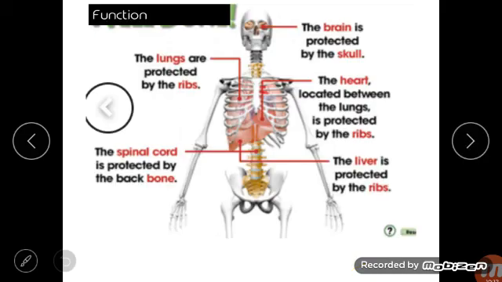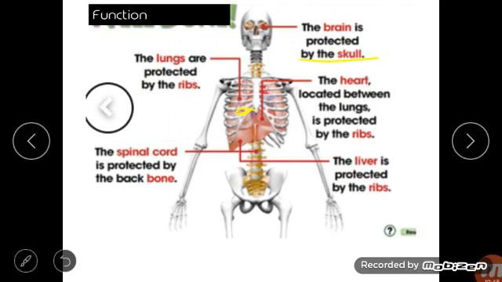Here you can see one more image of the function of the skeleton. I have said that the brain is protected by the skull. So what is protected by the skull? Brain. So the skull protects our brain. The lungs are protected by the ribs. Here inside the ribs we have the lungs, so they are protected by the ribs.